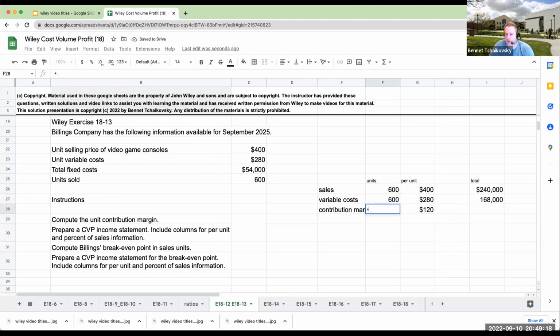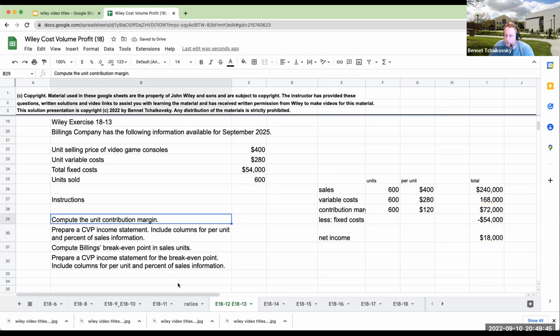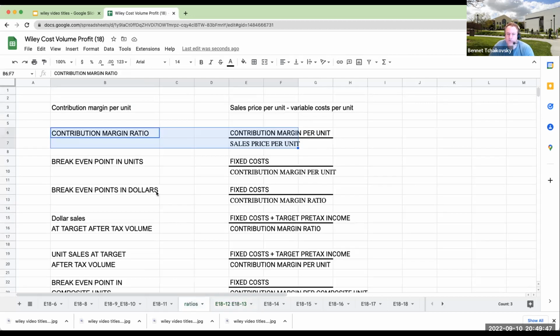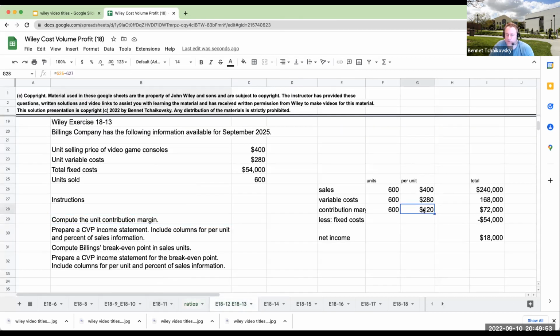Okay, here we go. So that means I'm going to have a contribution margin of 600 units at 120, or 72,000, less my fixed costs, which is then going to be 54,000. So it's going to be my net income, which is going to be right here at, wow, 18,000. Okay. So compute the unit contribution margin. My contribution margin per unit is going to be 120.